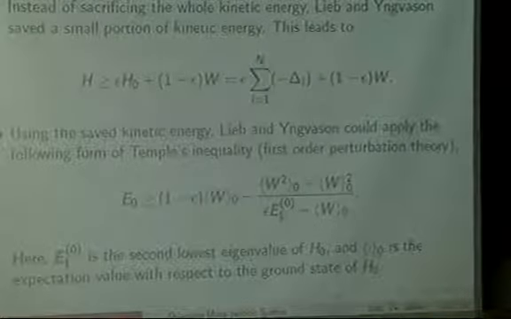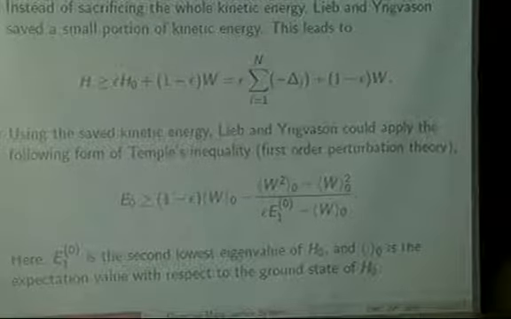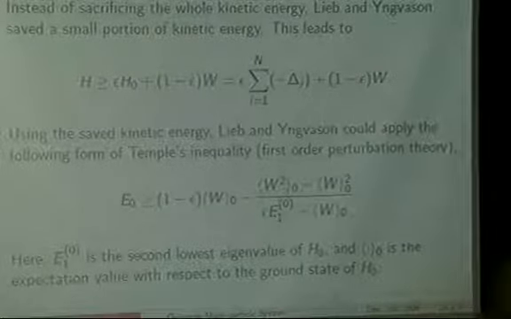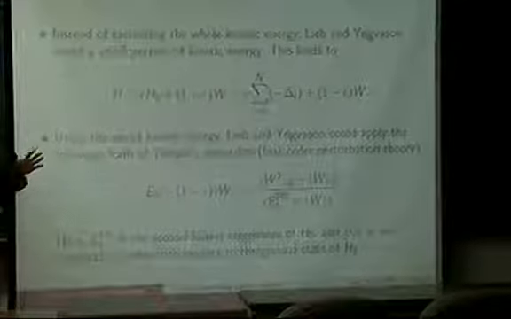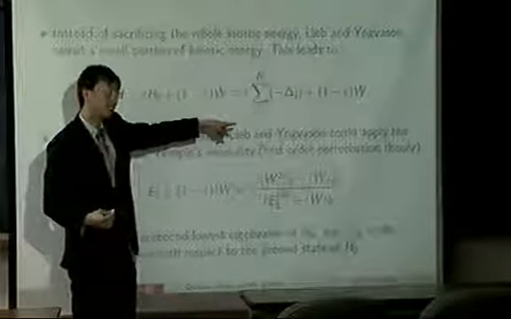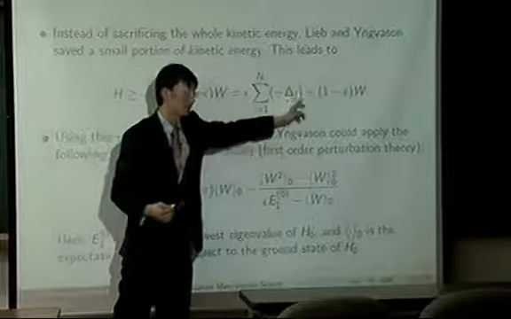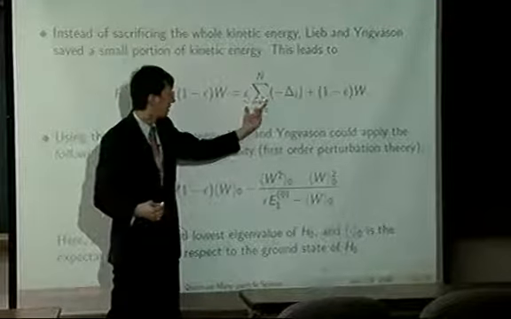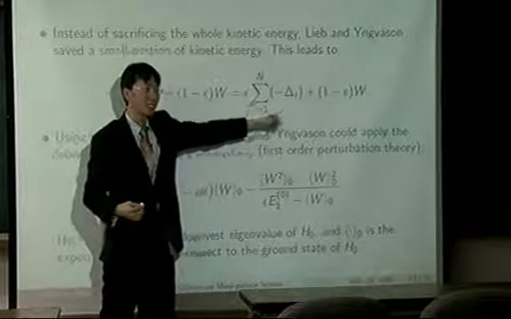Okay, so the next one is the lower bound by Lieb and Ingwersen. They knew that Dyson's method does not work for many reasons, but the single most important reason was that it ignored all the kinetic energy. So instead, they sacrificed almost all of the kinetic energy. W is the same W as Dyson used. But instead, they kept a small part of this kinetic energy.